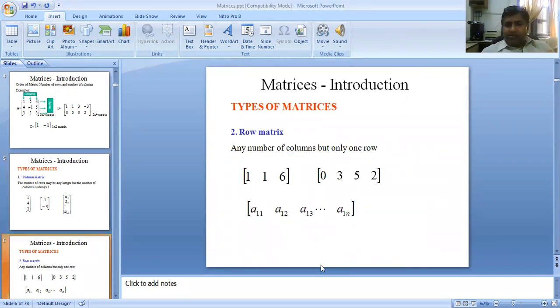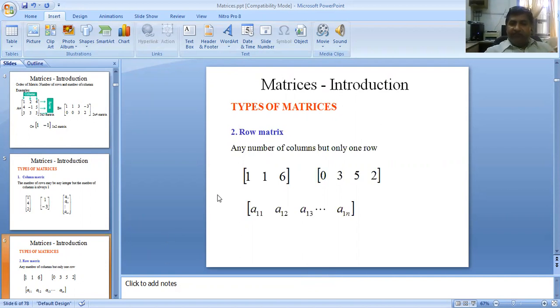Similarly, the row matrix. In the case of the row matrix, there is only one row and any number of columns. The number of columns is any, but the number of rows must be 1, and such kind of matrix is called a row matrix. So a matrix having only one row and any number of columns is called a row matrix.